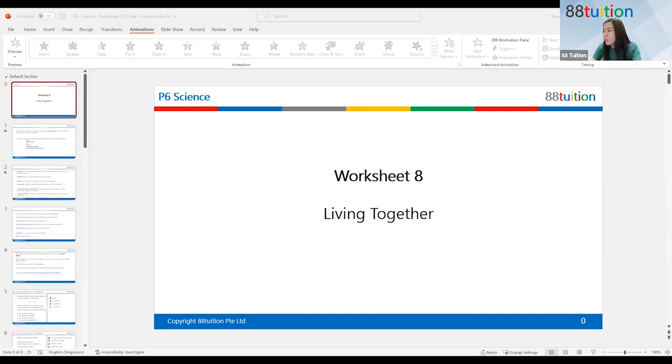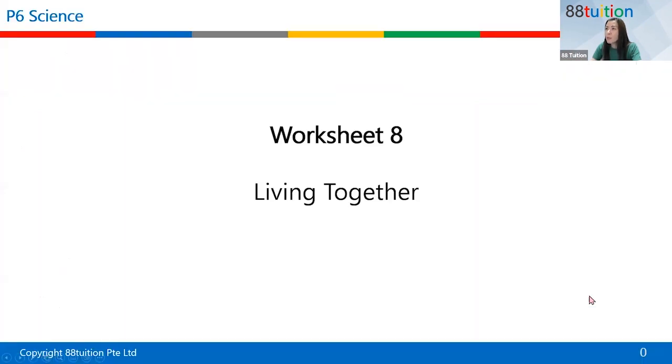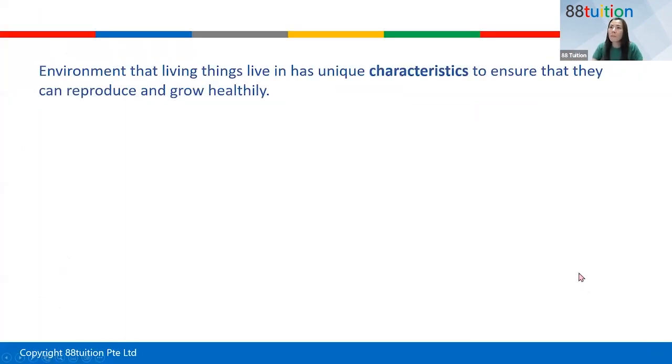So what you need to know over here, I have actually given some quick notes. The environment that we live in, even you and me, we're all living things, has unique characteristics that will ensure that we can reproduce and grow healthily. That will then also ensure continuity of our kind.